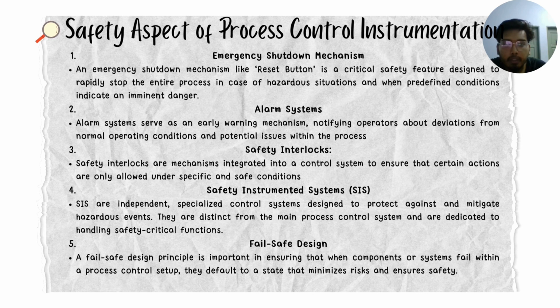Third is about safety interlock. Safety interlock mechanisms are integrated into the control system to ensure certain actions are only allowed under specific and safe conditions. And fourth is the safety instrumented system, SIS. SIS is an independent specialized control system designed to protect against and mitigate hazardous events. They are distinct from the main process control system and are dedicated to handling safety critical functions.